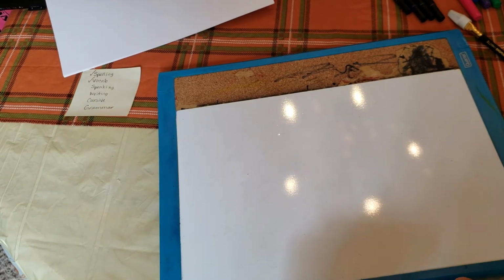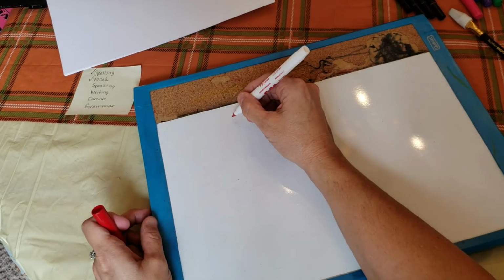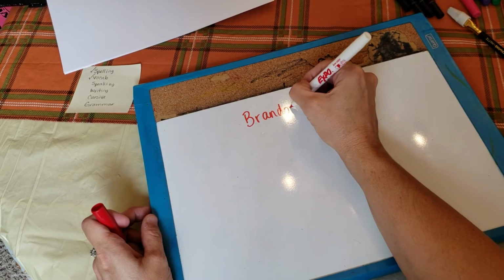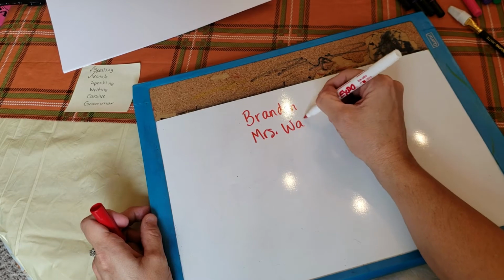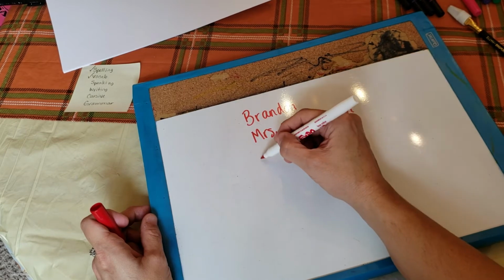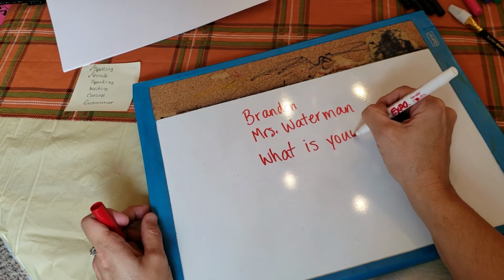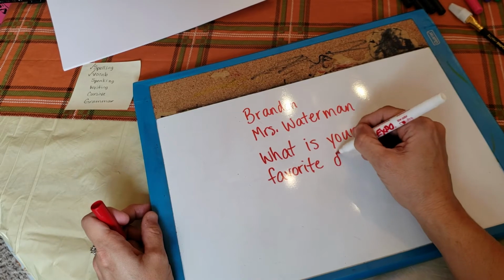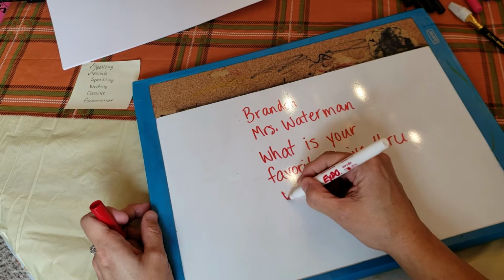If you've done it, then it will look something like this. Remember what the 3 things are you need. Who is it to? It's to Brandon. Who's it from? Mrs. Waterman. And what's the message? What is your favorite drive-through restaurant?